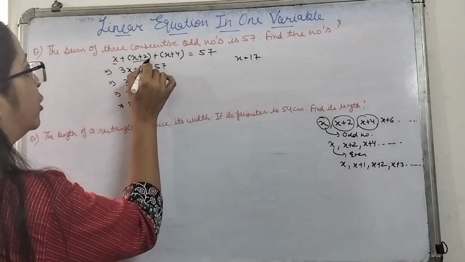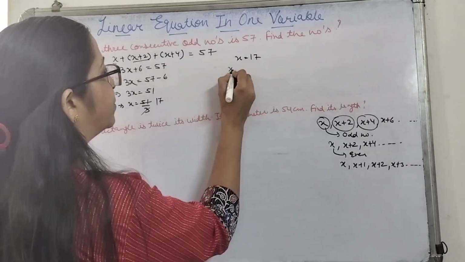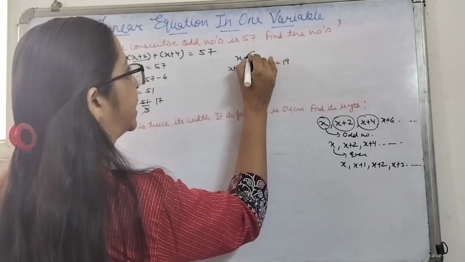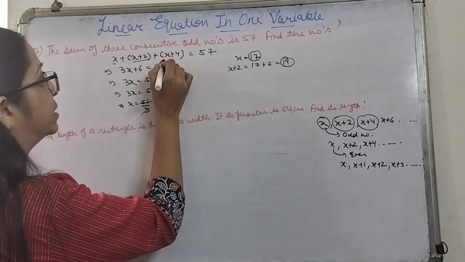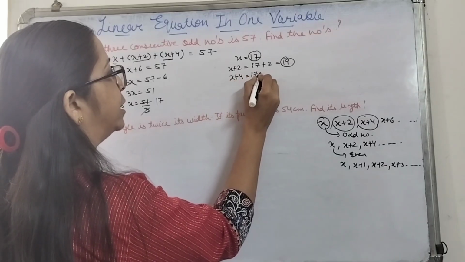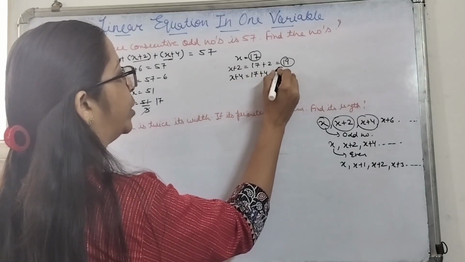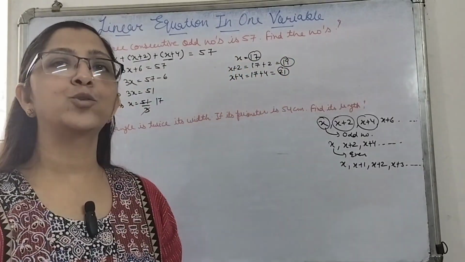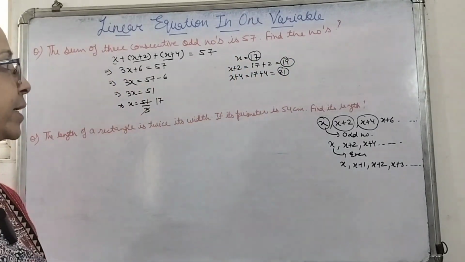The next number will be x plus 2. So x plus 2, that is the next number, will be 17 plus 2, that is 19. The third number is x plus 4. So x plus 4 will be 17 plus 4, that is 21. So the numbers will be 17, 19 and 21. This is how we will be solving it.